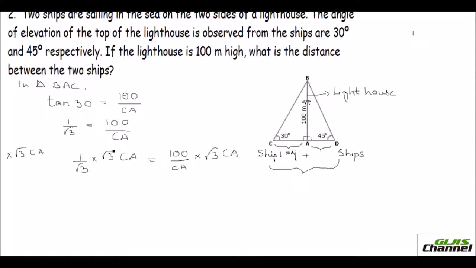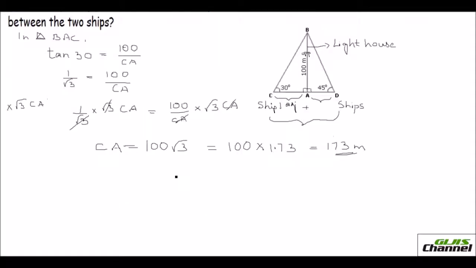So what happens is, on this side your root 3 and root 3 will get cancelled. Here your CA and CA get cancelled. So you are left with CA equals 100 root 3. And as we know that root 3 is 1.73, you can directly multiply that by 100 and you get 173 meters here. You have found out CA. One part of the triangle you have got.